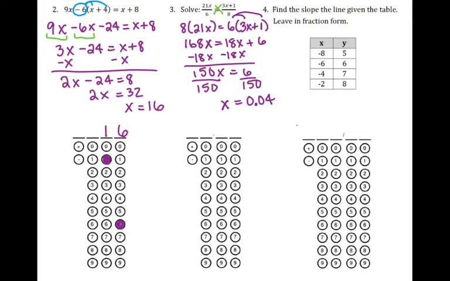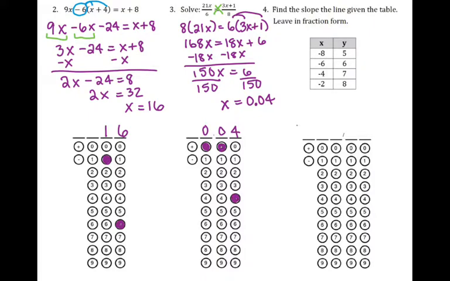I'm going to plug that into my calculator, and that gives me 0.04. So if I look at the way the gridded response is set up, I do have a decimal there. So I'm going to go ahead and put in my 0.04. And I'm going to bubble.